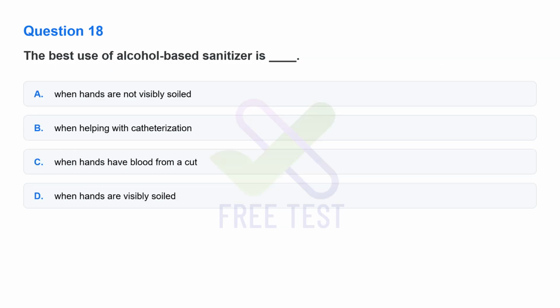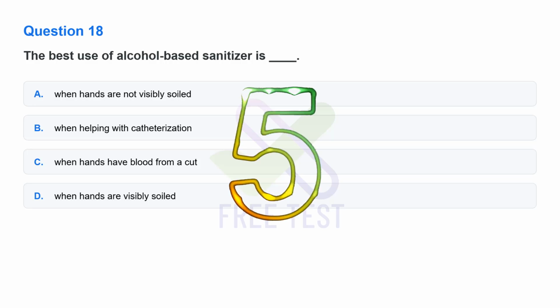The best use of alcohol-based sanitizer is A. When hands are not visibly soiled. B. When helping with catheterization. C. When hands have blood from a cut. D. When hands are visibly soiled.